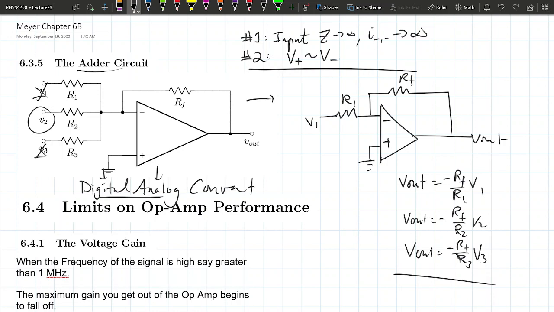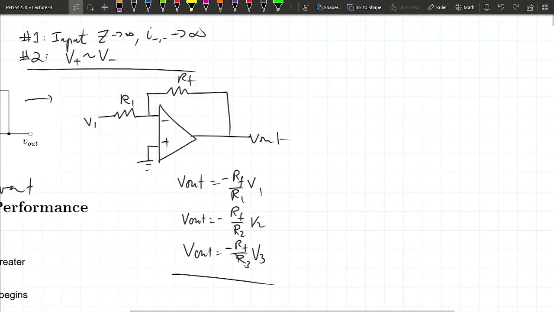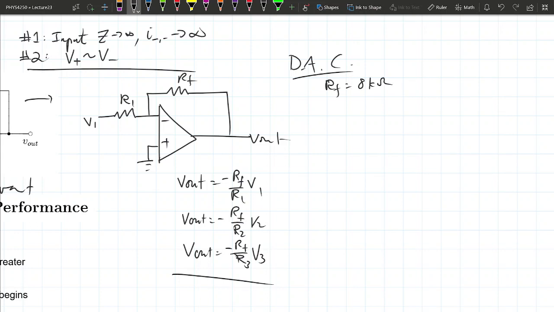Okay, so that's kind of nice. What this is typically used for is a digital to analog converter. So what they would do, well, RF is a fixed number, so let's make RF equal to 8 kilo ohm. I'm going to make R1 equal to 8 kilo ohm, R2 4 kilo ohm, and R3 2 kilo ohm.